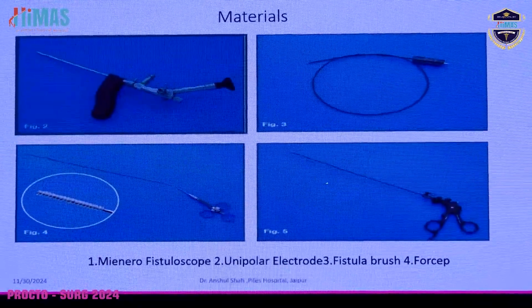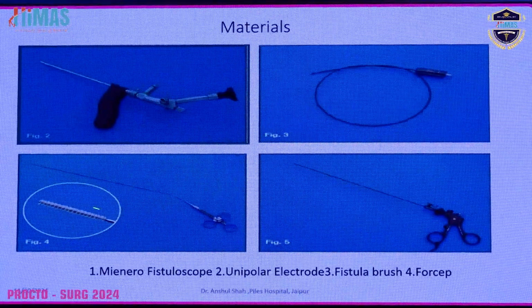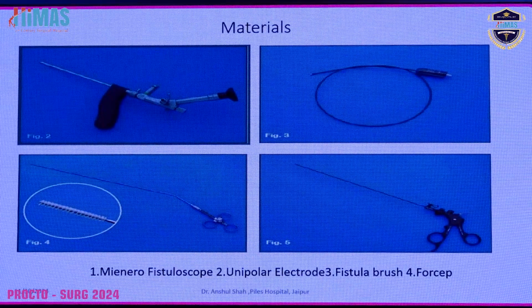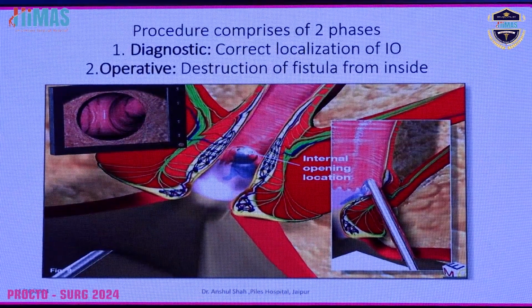And this is the fistula forceps, and then we have the brush and all, so that you can debride the tract. And this is how you have to do it. The procedure comprises of two phases. One is a diagnostic phase, in which you have to localize where the internal opening is, and second is the operative phase, where you have to destroy the granulation in the tract.